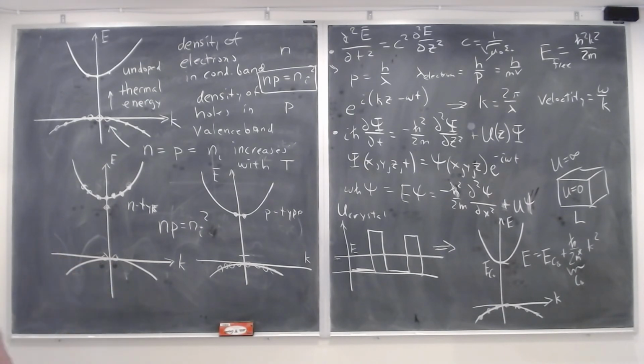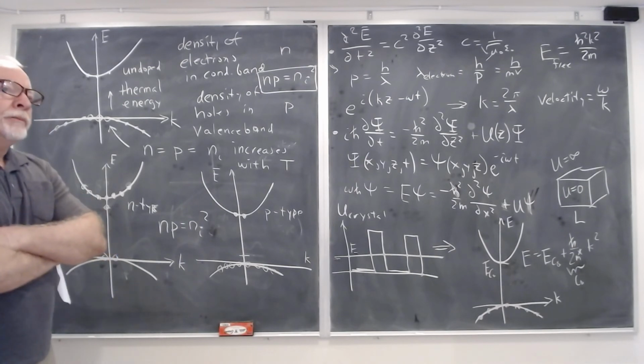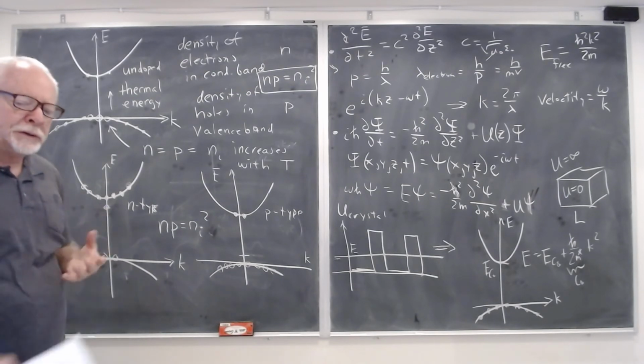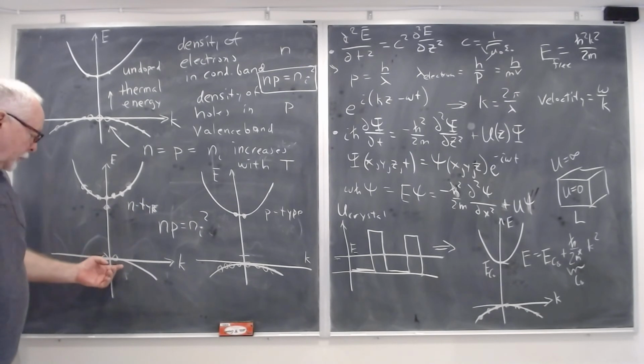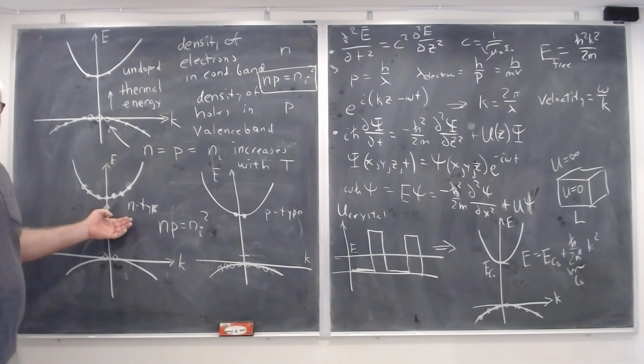Now, that's perhaps difficult to understand just intuitively. Why, if I dope it n-type, the number of holes has to go down. You can easily understand why the number of electrons has to go up.